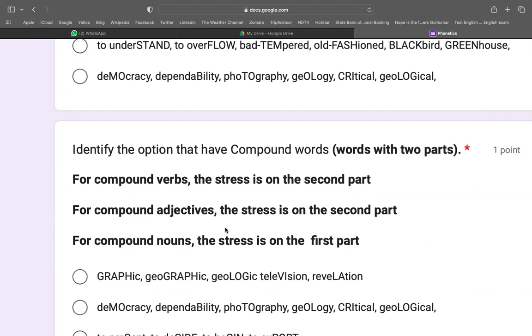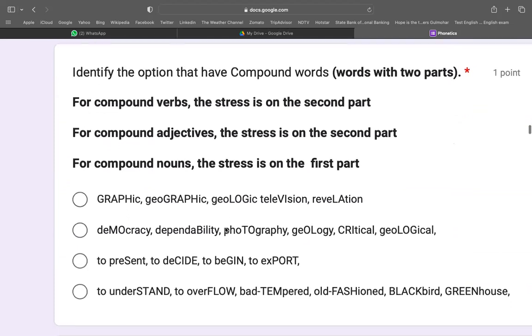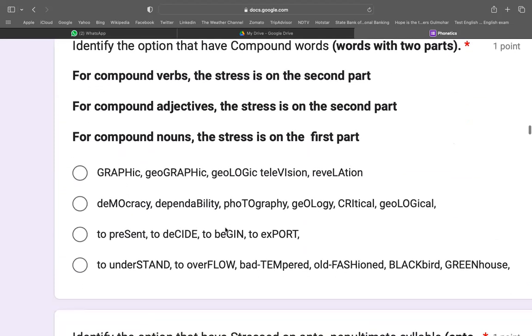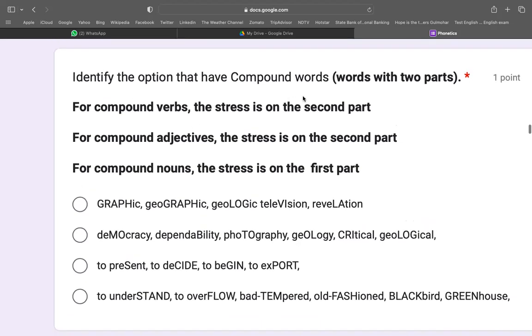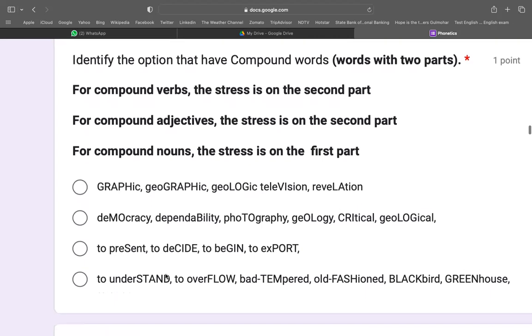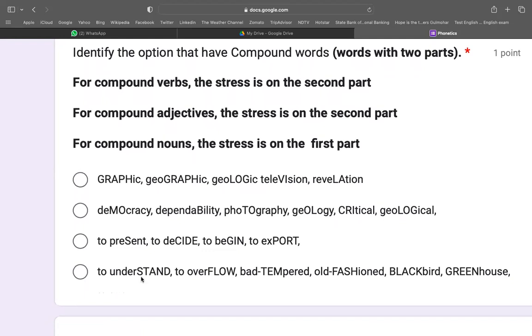Next one is called identify the option that has compound words with two parts. If you observe, for compound verbs the stress is on the second part, and for compound adjectives the stress is too. So it means verbs, adjectives and nouns, all three should be here. Which one can we find here? Compound words: graphic, geographic, no, democracy, dependability. Stress is on the second part. For compound adjectives, okay: to understand, to overflow, bad tempered, old fashioned, blackbird, greenhouse. So all of these are coming here.